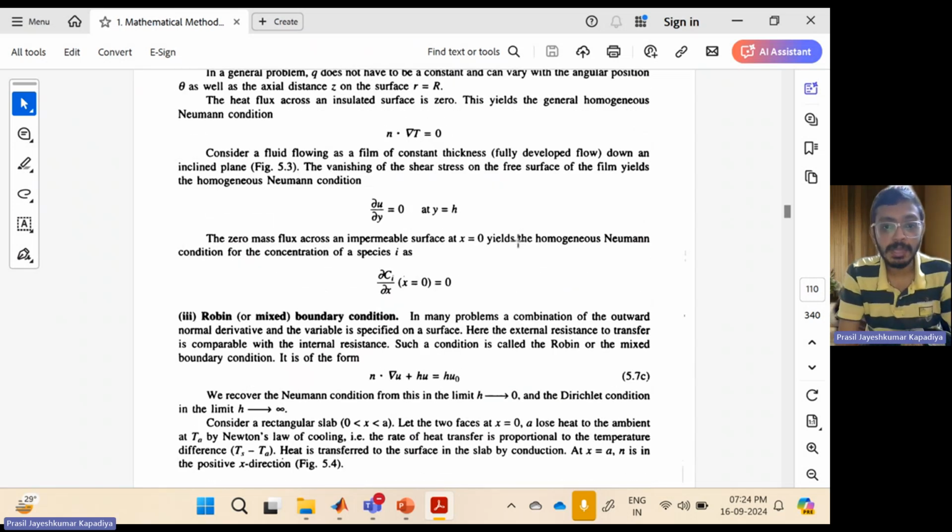Now the next one is Robin boundary condition or mixed boundary condition. In many problems, a combination of the outward normal derivative and a variable at the surface is defined. For example, at x equal to 0 we have T equal to something, and at x equal to r we have del T by del r equal to 0. That kind of condition is a mixture of Dirichlet and Neumann boundary conditions, so it is called Robin or mixed boundary condition.